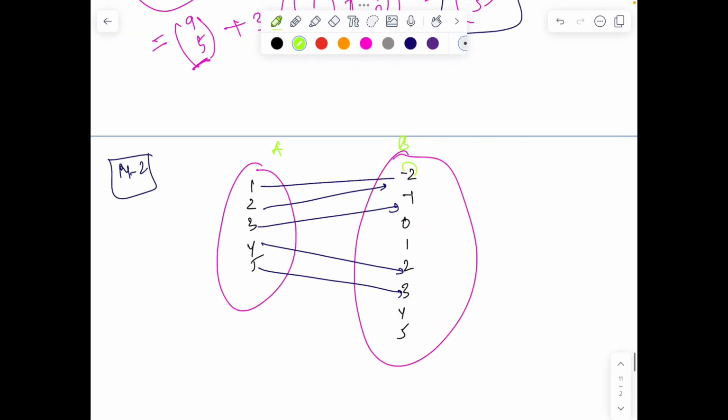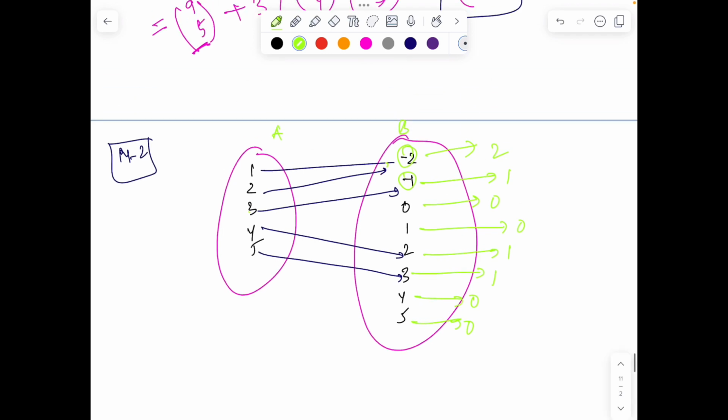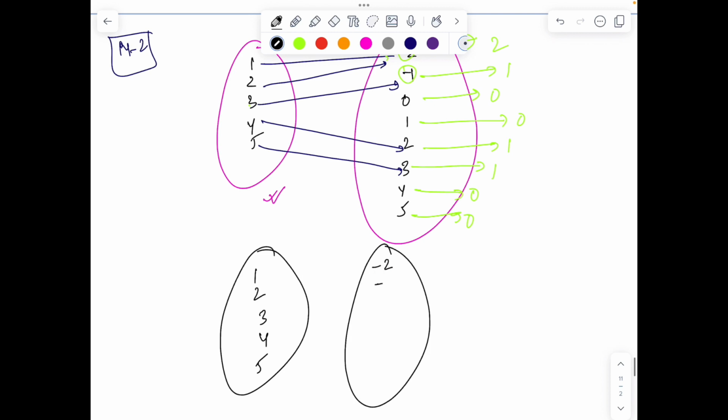Okay. So what we have seen here, if I try to calibrate this with respect to set B, -2 has how many connections? -2 has 2 connections because it is attached to 1 and 2. What about -1? It has 1 connection, which is 3. What about 0? It has no connection. 1, no connection. 2 is having 1 connection. 3 is having 1 connection, which is 5. 4 is not mapped to anyone, and 5 is not mapped to anyone. So you see 2, 1, 0, 0, 1, 1, 0, 0 is a coding for this particular answer. It doesn't make much sense.